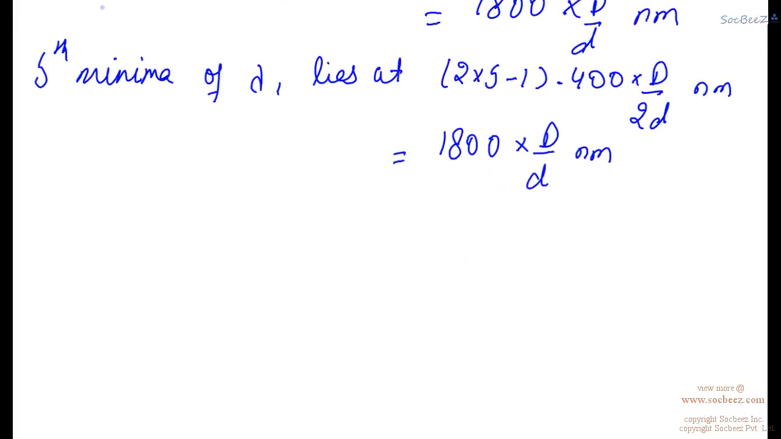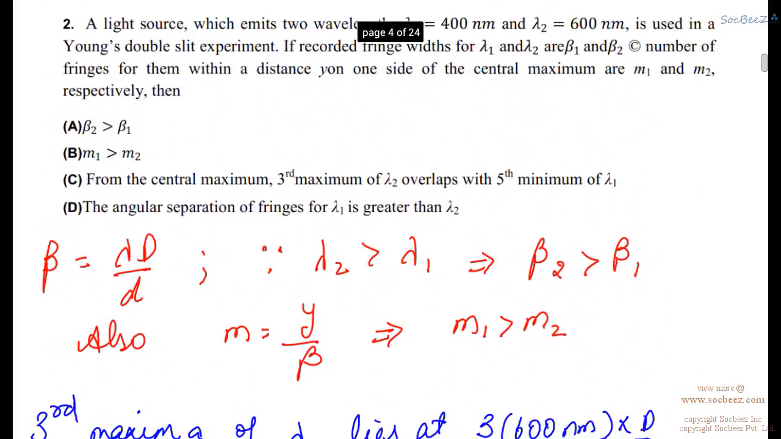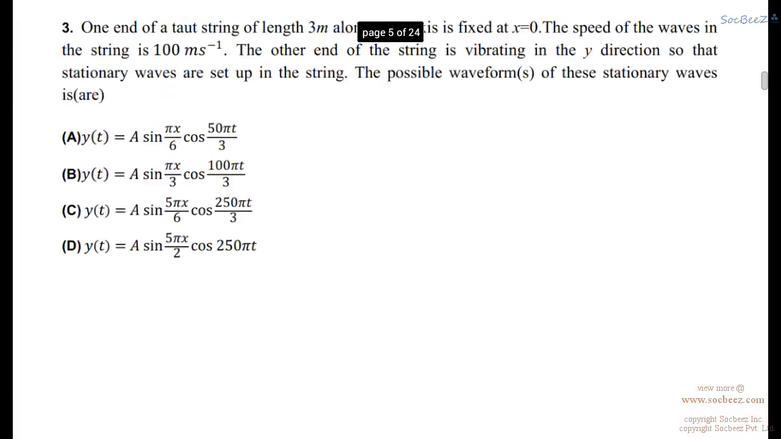Now angular separation, we know that angular separation is beta upon capital D, which is equal to lambda upon small d. Now since lambda 2 is greater than lambda 1, it is more for lambda 2. So therefore, looking at the options, option A is correct, option B is correct, and option C is also correct. Option D is incorrect. Okay, so now let's see another question.